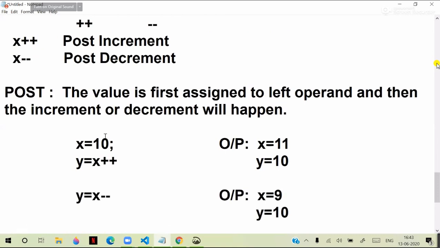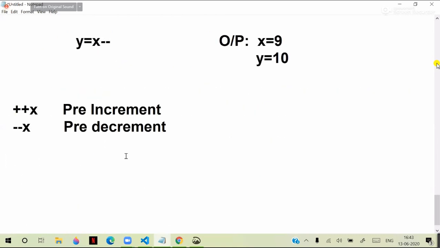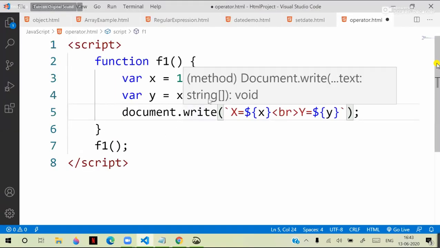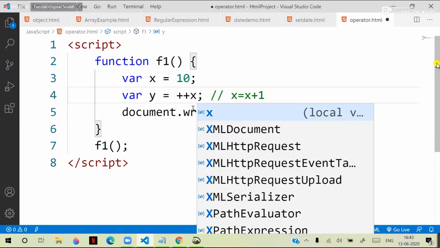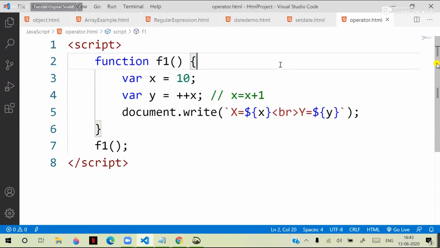Similarly, we have pre-increment and pre-decrement. Generally, pre-increment and pre-decrement is nothing but, for example, suppose I define plus plus x like this. Now can you tell me what will happen? What is the value of x? What is the value of y? Plus plus x.